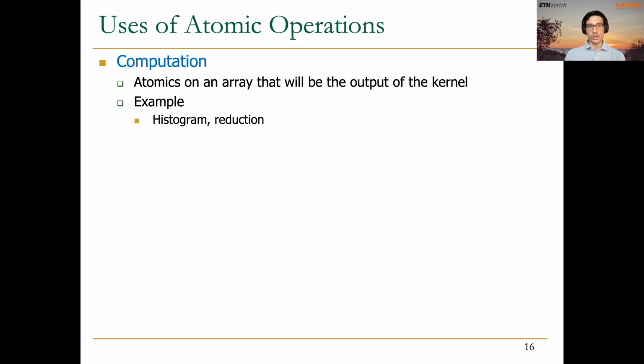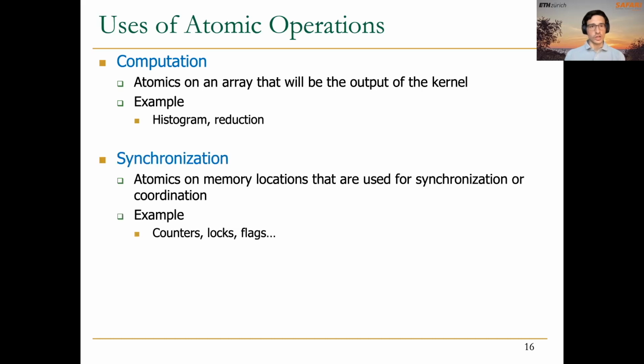We also discussed in a previous lecture that atomic operations have different uses. For example, they can be used for computation. We consider that they are used for computation when we use atomics on the elements of an array that will be the output of the kernel. An example is the histogram that we are going to study today, or the parallel reduction that we covered in the previous lecture and just recapped at the beginning of this lecture. But atomic operations can also be used for synchronization, when they are performed on memory locations used for synchronization, coordination or communication across threads. Examples of that are counters, logs, flags, etc. We are going to see some examples today, and we will see more examples in later lectures as well.